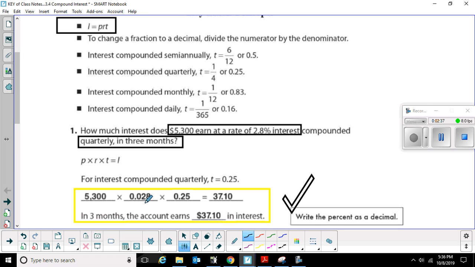My principal is 5,300. My rate is 0.28. That's 2.8%. And I'm compounding 4 times a year, so that's quarterly. So that's 2.5. I multiply that. My number is $37.10. That's the interest that I just earned on a quarterly basis. All right, let's continue.